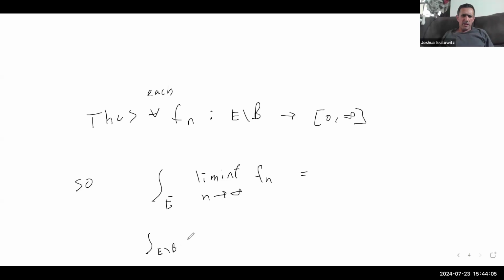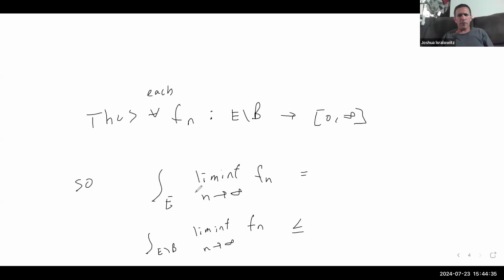B has measure zero, so I can excise this set of measure zero, and it's not going to affect anything whatsoever. So these are non-negative.